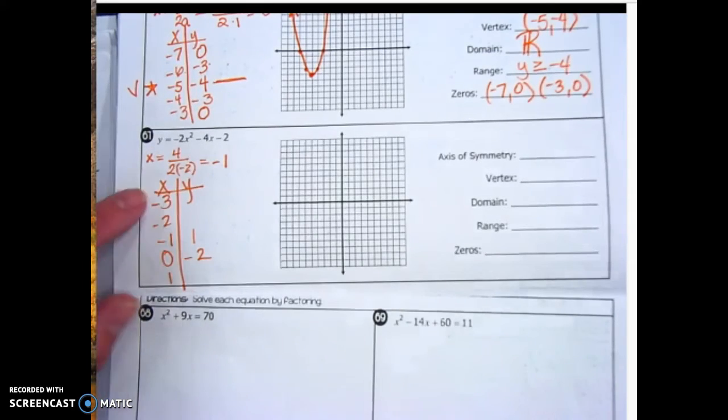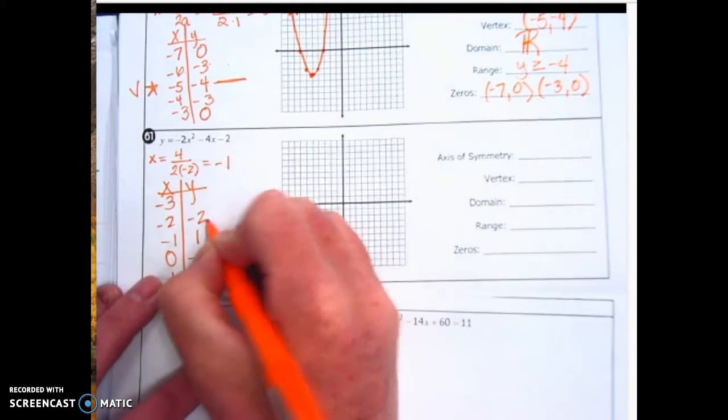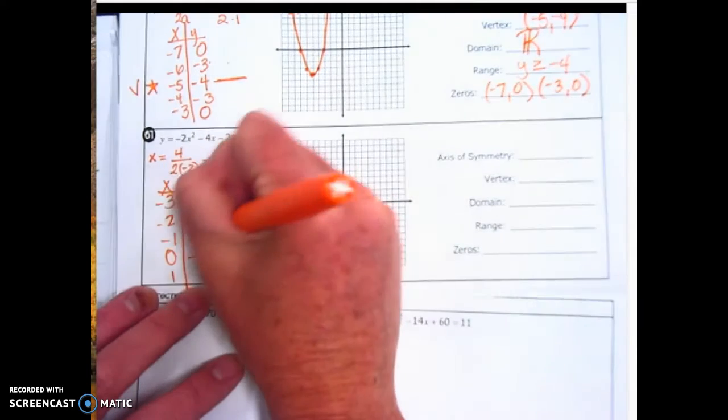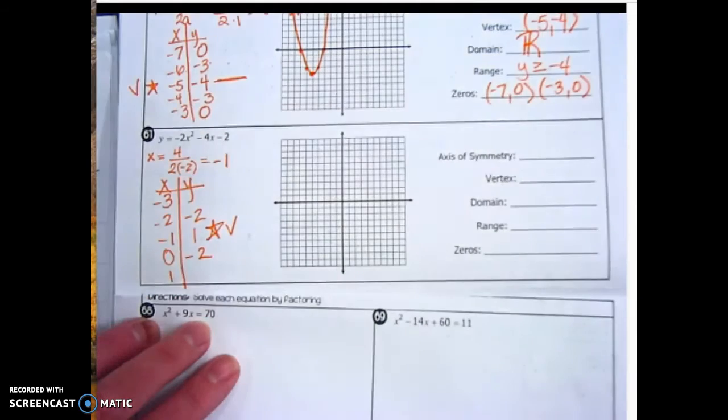All right, if we plug in -2, we're going to get the same answer because it's symmetric, right? Whatever happens on the right, it's going to happen on the left, as long as you know that this is your vertex, okay?